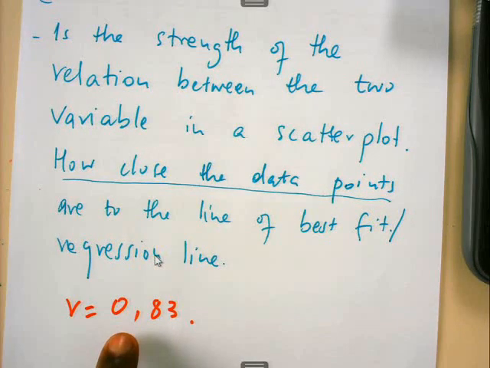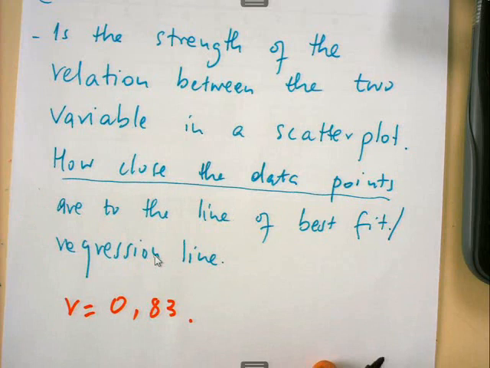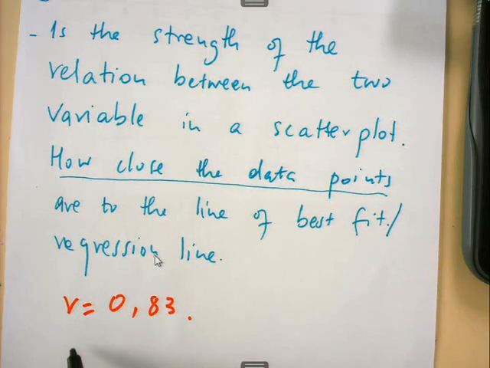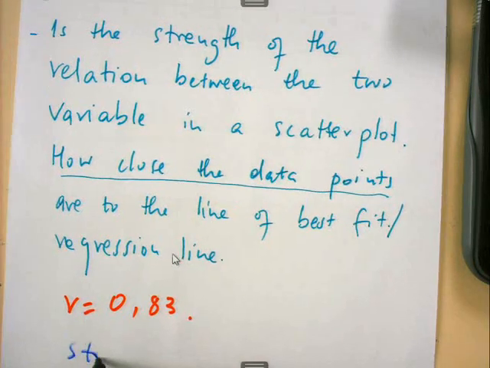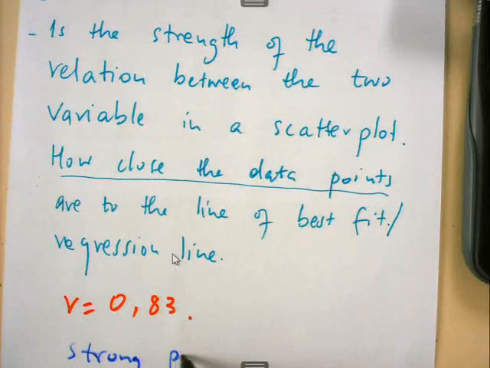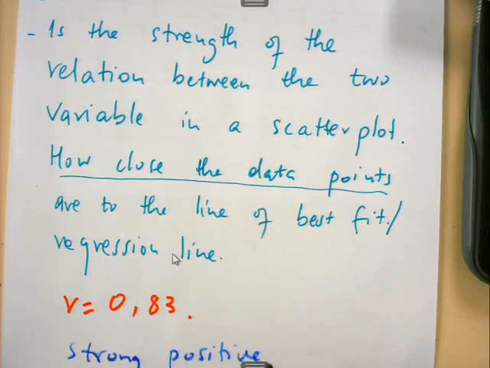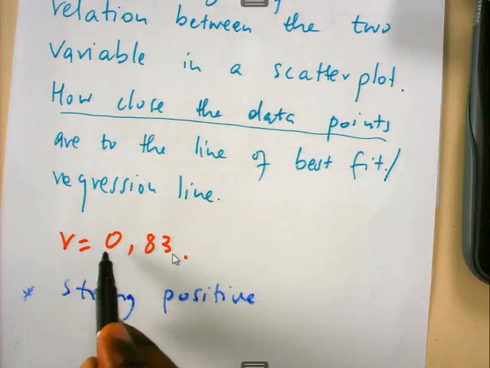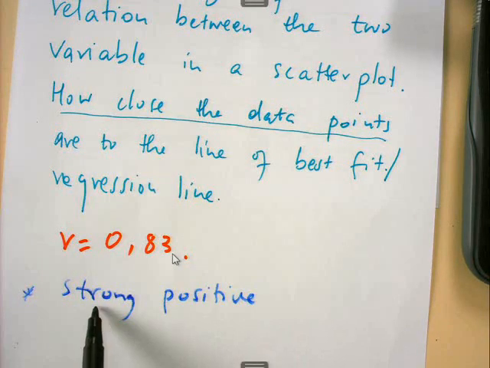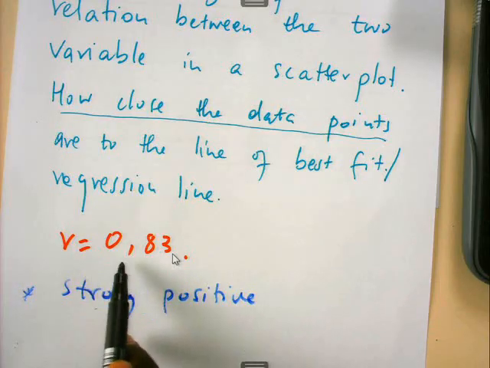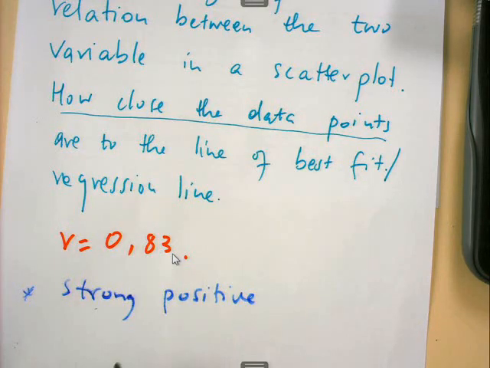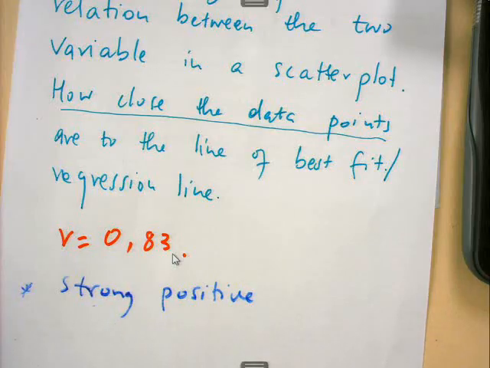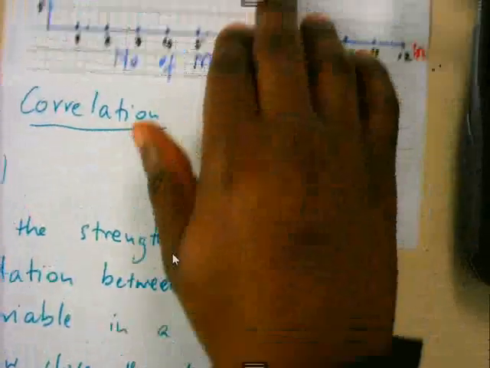We said R is 0.8. Check from your notes. What does that mean now? If we have to define the association as 0.8, it means we have a strong, I'm sure you all agree, strong positive. Strong positive. Why? Because R is positive. But if it was negative, it was going to be strong negative. But here it is a positive value, so it is a strong positive association that we have in this exercise that we're doing here.